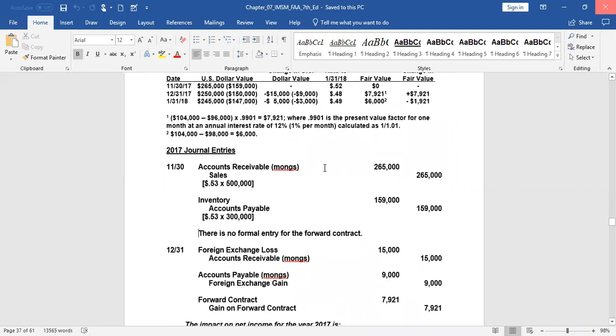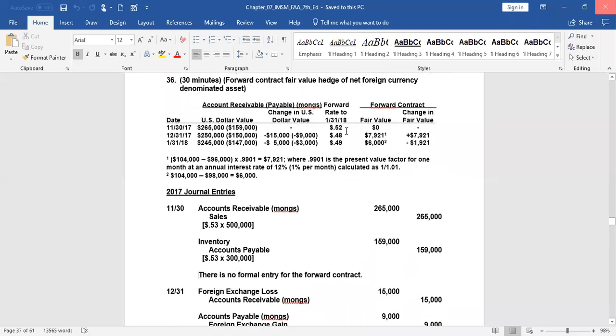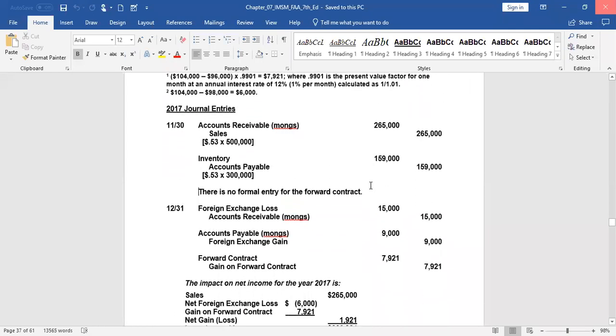And why is that a gain? Because we signed the contract on November 30th. We did sign it on November 30th. If we had waited till December 31st, we would have signed it for less. Okay, so we actually have that dollar difference in the forward rates as our gain, discounted to present value.